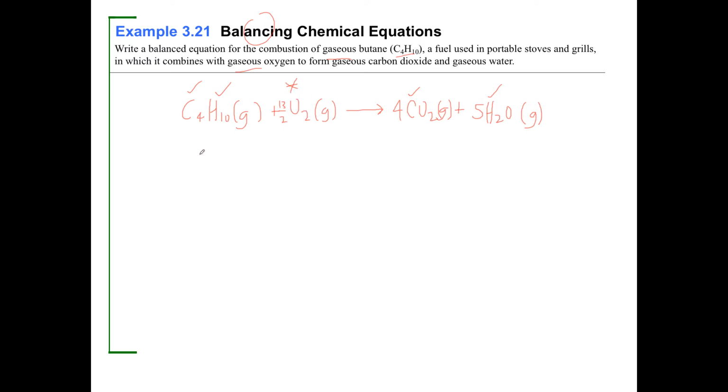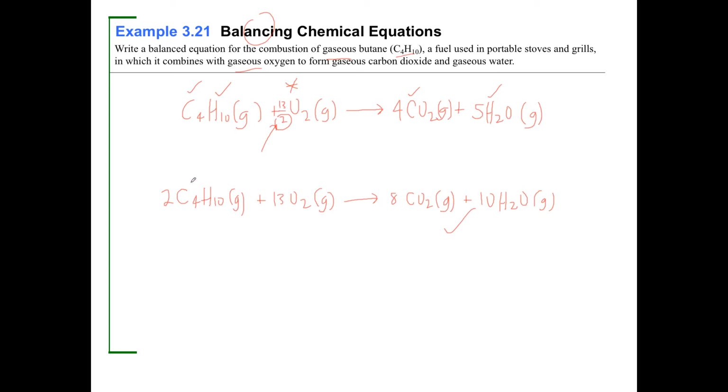13 halves. Then the last thing I'm going to do is say, all right, well, that's not a small whole number ratio. So I'm going to multiply everything by the denominator here, and it'll be good. So this ends up being 2 C4H10 gas plus 13 O2 gas produces, everything multiplied by 2, 8 CO2 gas plus 10 H2O gas. Okay, and there's my answer.